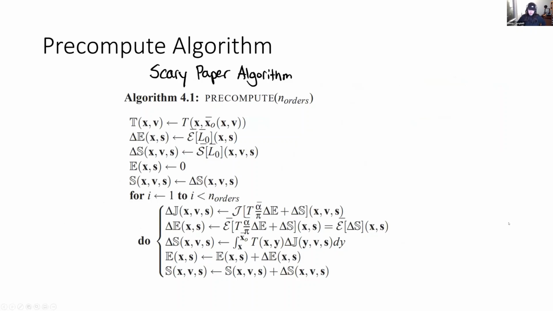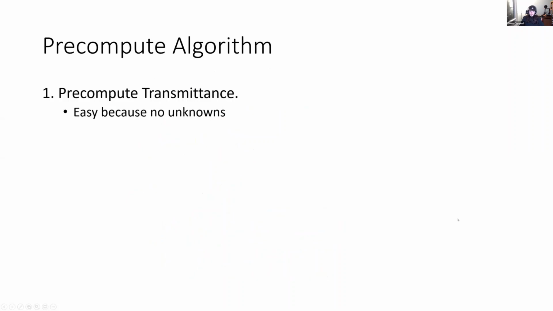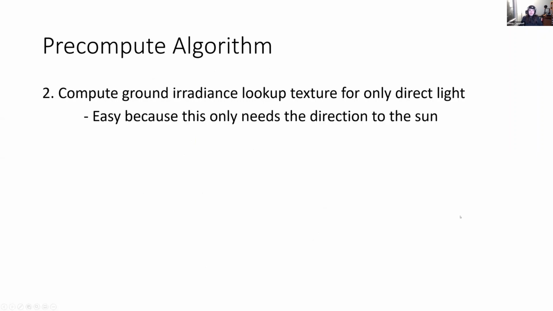So here's the actual algorithm, how to build up these tables and calculate these things so that you can calculate the final real approximation of your lighting equation. This is complicated looking, so I'll go through it step by step. First, pre-compute the transmittance. We went over that. It's pretty easy, no unknowns, you just have to create that.